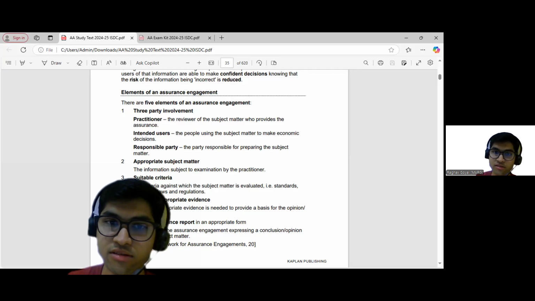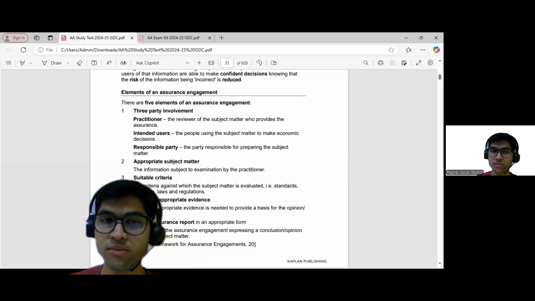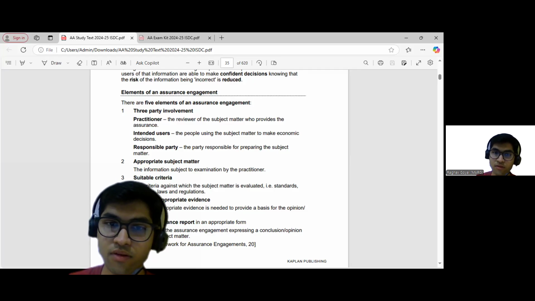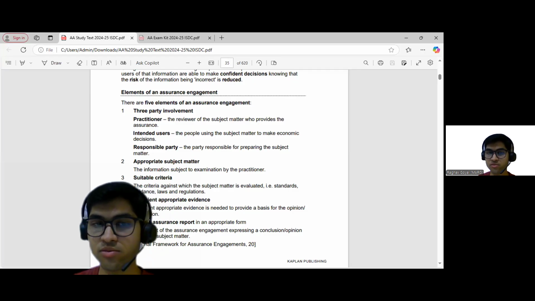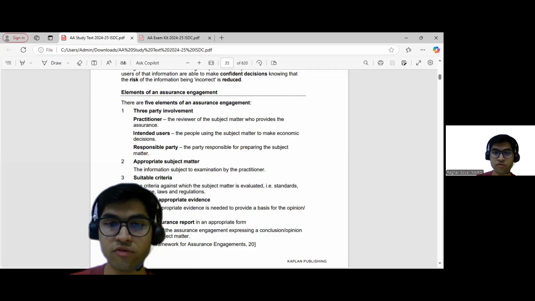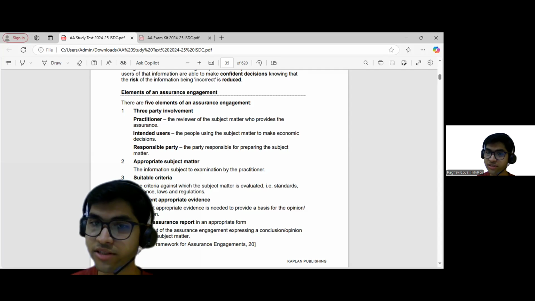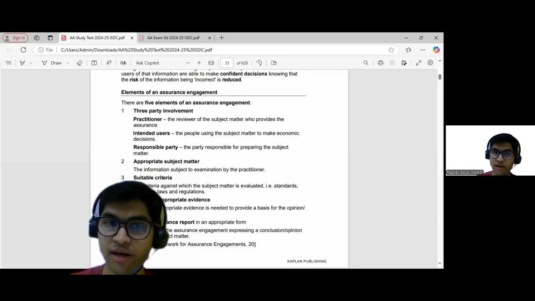So practitioner is the auditor, who reviews the subject matter and provides the assurance. Then we have the intended users for whom we are making the report, for whom we are assuring. So this would be the stakeholders, shareholders, governments, banks, anything. Then we have the responsible party, which is the client itself. He is responsible for the numbers, the financial statements, and this is the management of the company we are auditing.